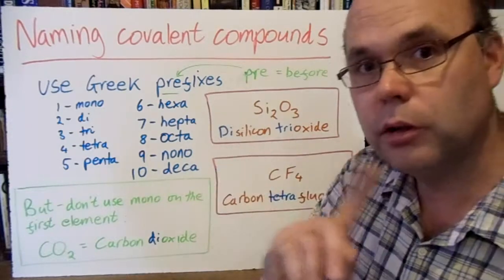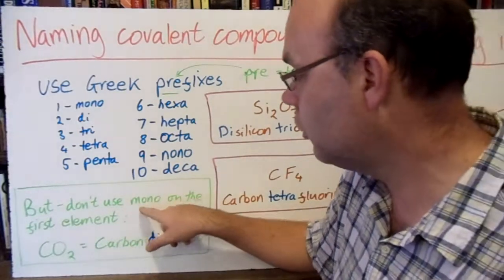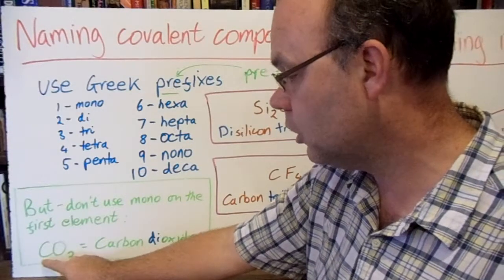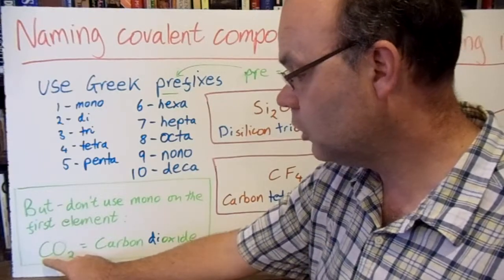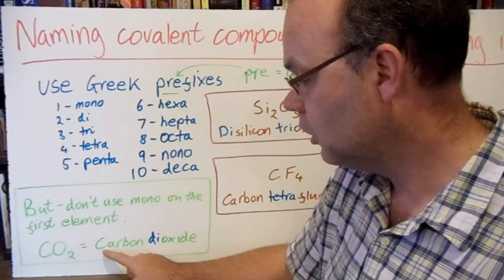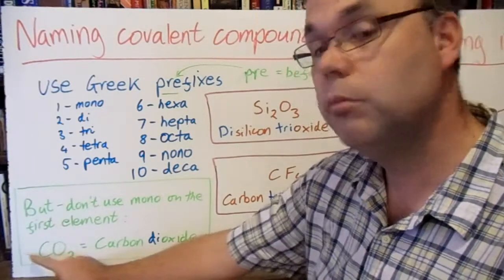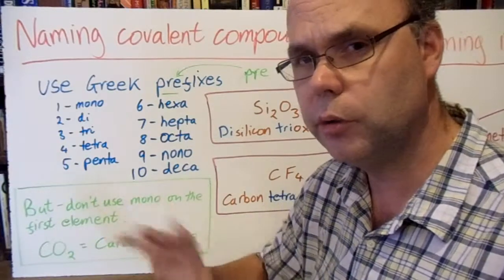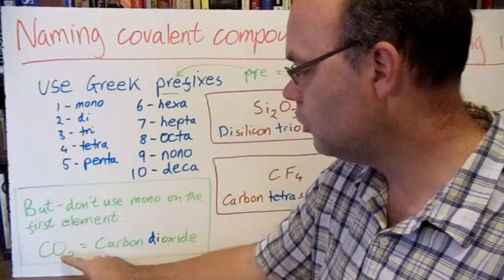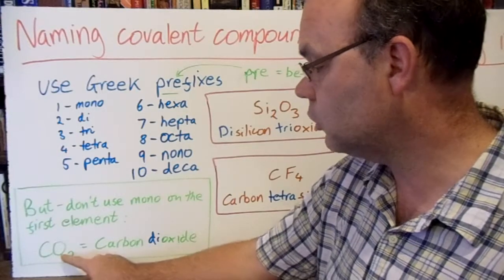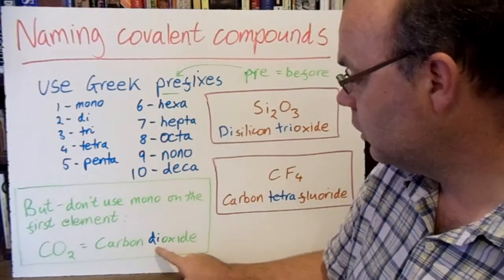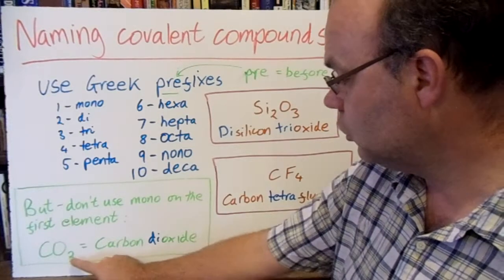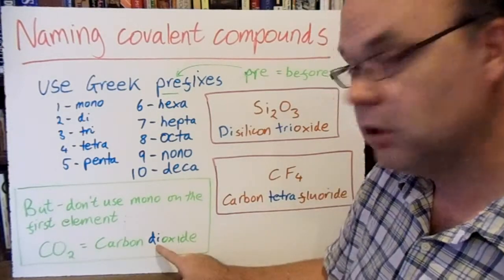So there's one little wrinkle. We don't use mono on the first one. So here we've got carbon and oxygen. We've got 1 carbon and 2 oxygens. It would be monocarbon, but we don't put mono in front of the first one. Monocarbon dioxide. We leave out the first mono. Carbon dioxide, because there's 2 oxides.